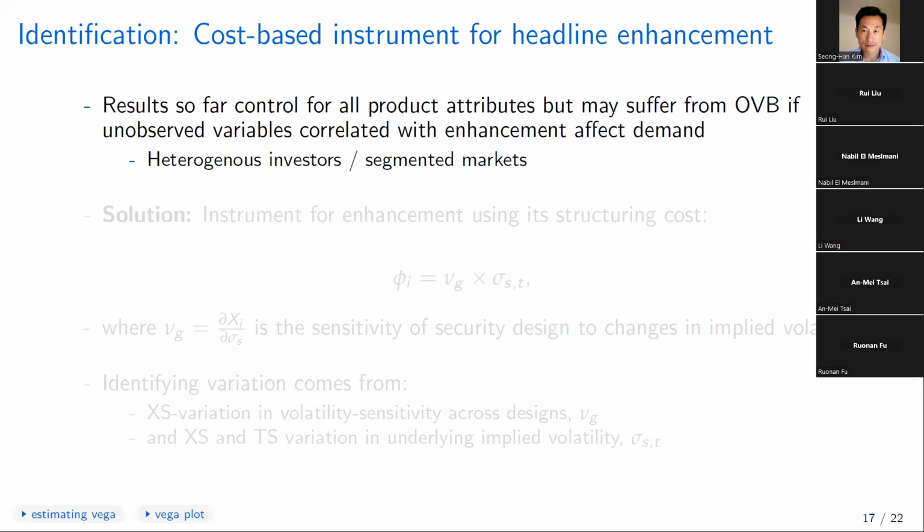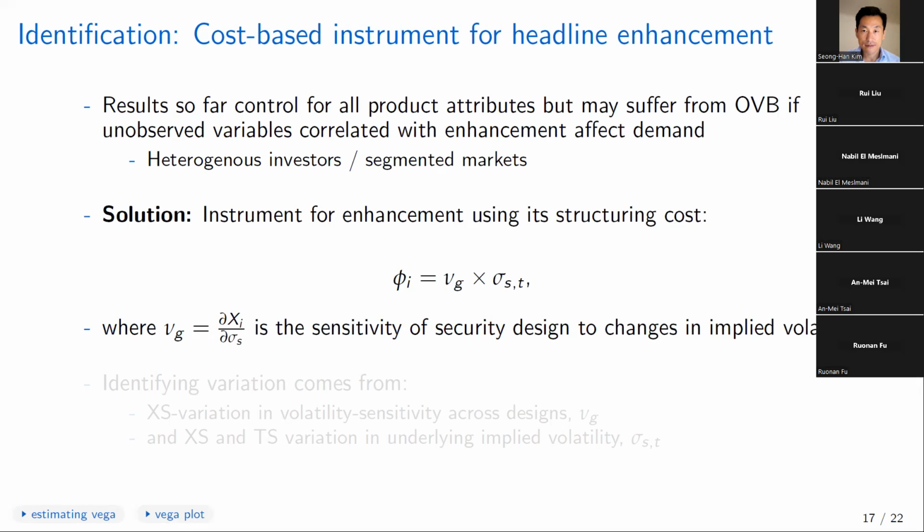So my solution is to instrument for enhancement using the structuring cost. It really exploits the different sensitivity of these security designs with respect to implied volatility. For example, increasing implied volatility for a plain vanilla design gives you some increase in the coupon rate. Increasing volatility for a knock-in barrier design gives you a higher increase in the coupon rate you can offer. So the knock-in design has a higher vega. I estimate vega from the data, and then I multiply it by the implied volatility of the underlying. This is the identifying variation I'm going to be using: cross-security design variation in vega, and then time series cross-sectional variation in implied volatility of the underlying.